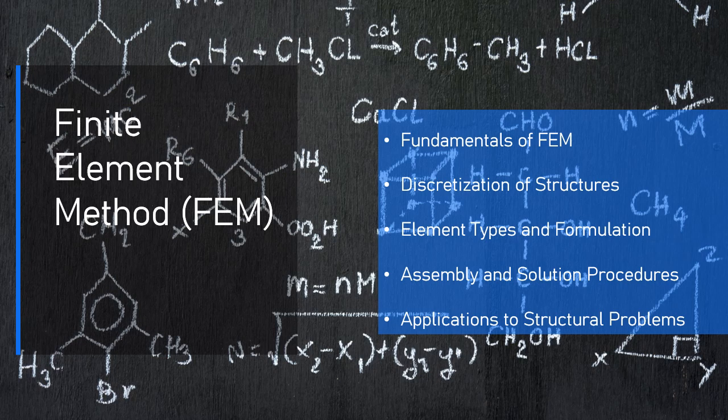Degrees of freedom, DOF. For 3D solid elements, each node has 3 translational DOFs, displacements along the x, y, and z directions. Depending on the complexity of the element, additional rotational DOFs may be included for more advanced analyses.